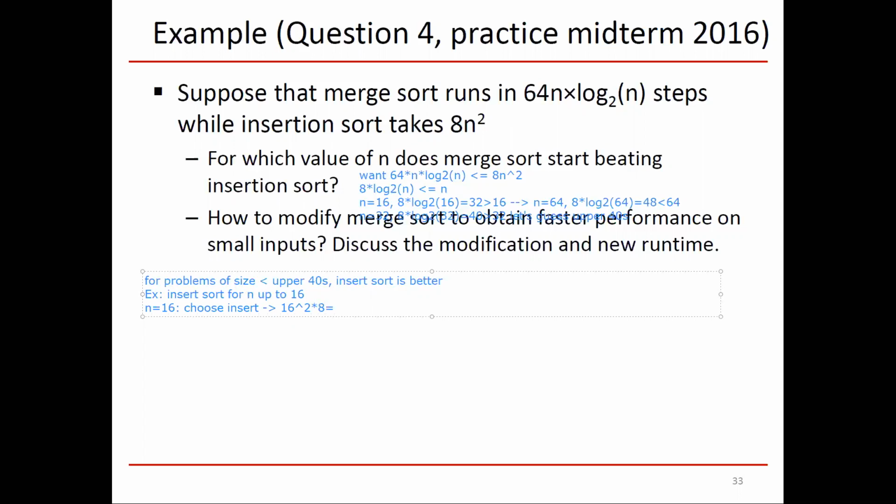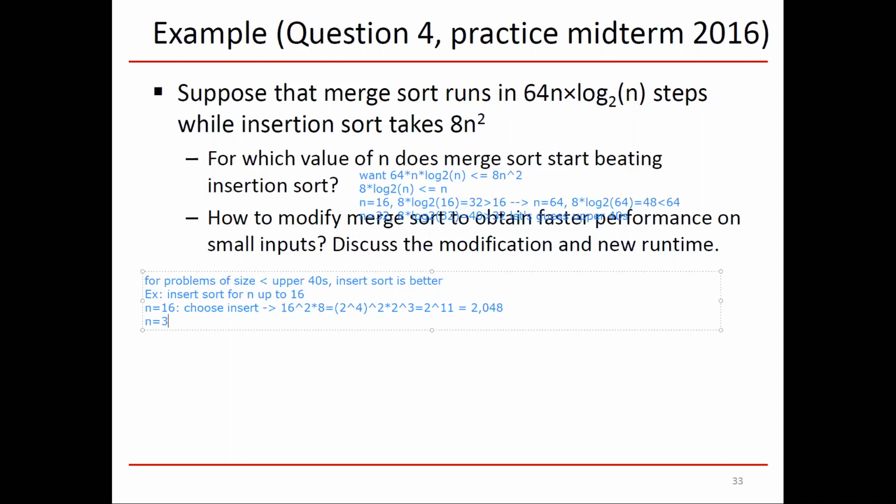Or another way to think about it, 16 squared is 2 to the 4 squared times 2 to the power of 3. So 2 to the power of 4 squared is 2 to the power of 8. 2 to the power of 8 times 2 to the power of 3 is 2 to the power of 11. 2 to the power of 10 is around 1,000, so this is around 2,000. Actually, it's equal to 2,048.